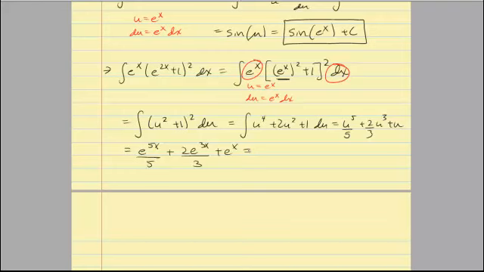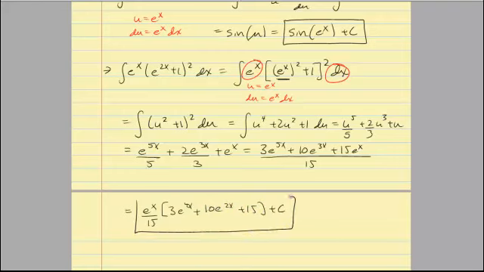First of all, we could find a common denominator, and then we could also factor out an e to the x. So common denominator would be 15, so I'd have 3e to the 5x plus 10e to the 3x plus 15e to the x over 15. Working from here, looks like we could pull out an e to the x over 15, and we'll be left with 3e to the 4x plus 10e to the 2x plus 15 plus c for my constant of integration. So there's my simplified form, a little bit easier to work with.